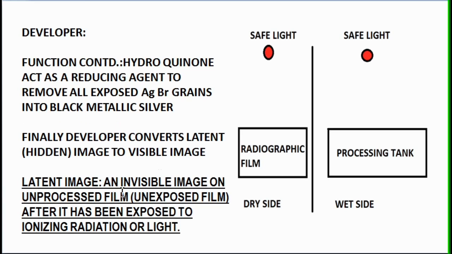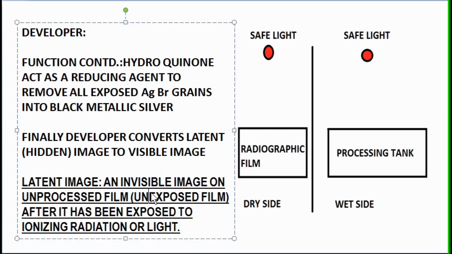So a latent image is an invisible image on unprocessed film. Here what I mentioned is wrong. It is the exposed film: an invisible image on unprocessed film, that is exposed film, after it has been exposed to ionizing radiation or light.